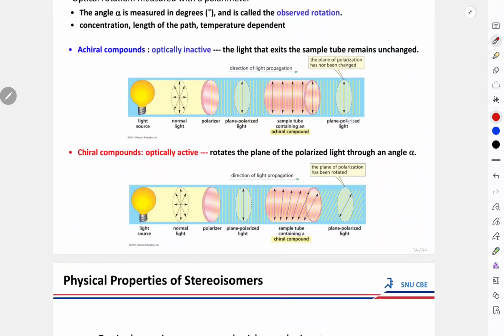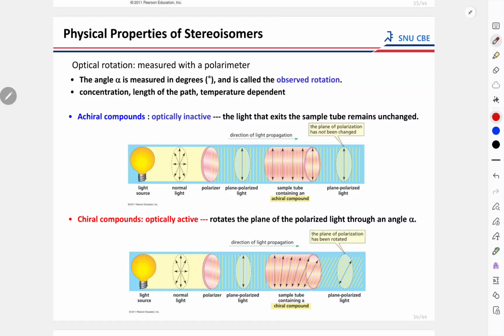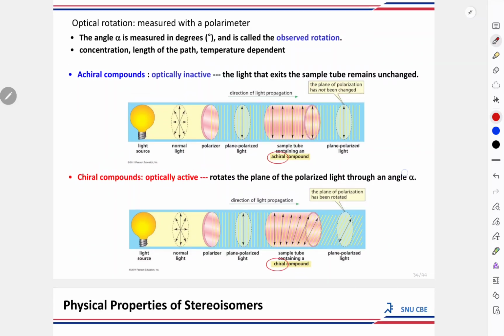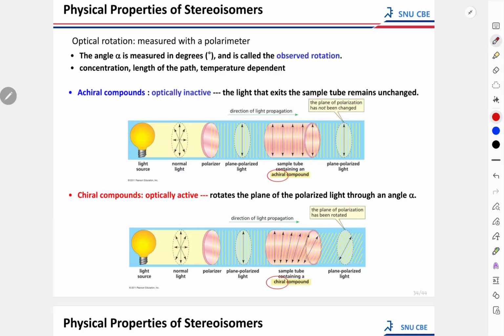Right? And this is how the setup will look. You have a light source, and a polarizer will create polarized light. And you have a sample tube in which you can have the compound or molecule. In this case, you have a chiral compound. The chiral compound will interact with this polarized light in a specific way, and this will rotate the plane of the polarized angle. Whereas the asymmetric molecule won't have interaction.